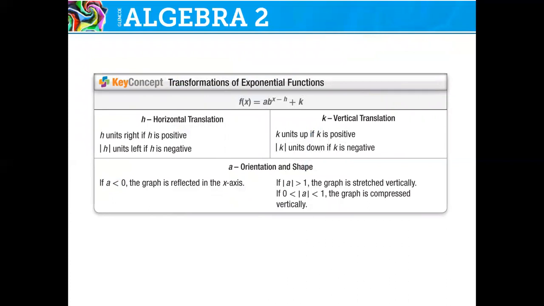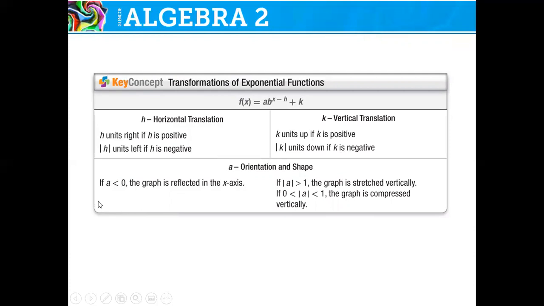Okay, now we will apply the transformation for this exponential function: f of x equals a multiplied by b to the power x minus h, plus k. Here h represents the horizontal translation. So if h is positive, we move h units to the right. If h is negative, we move h units to the left. The k represents the vertical translation. So if k is positive, we move k units up, and if k is negative, we move k units down.